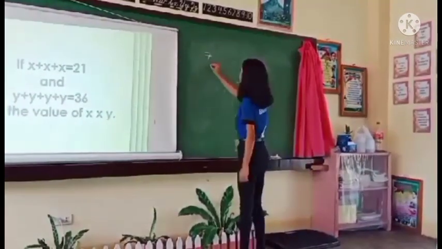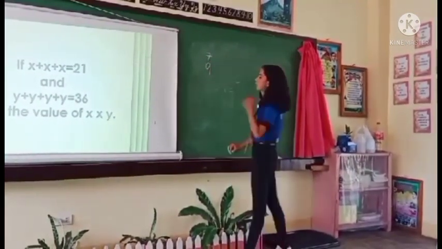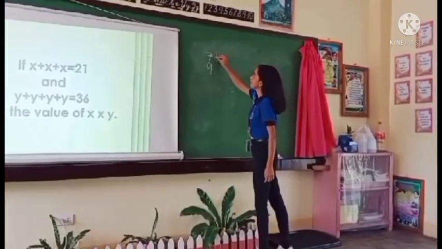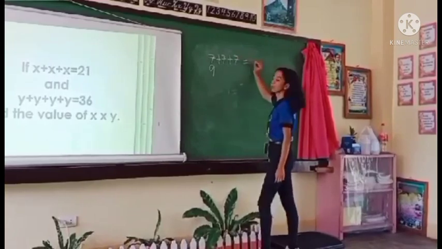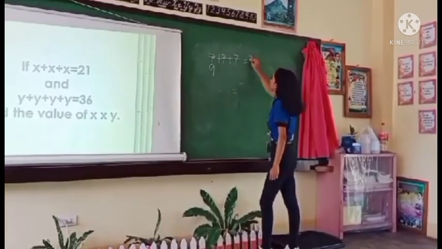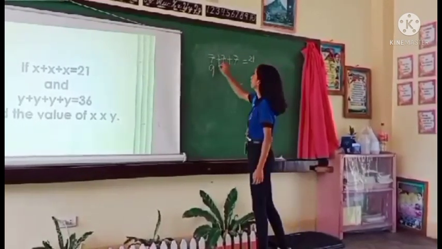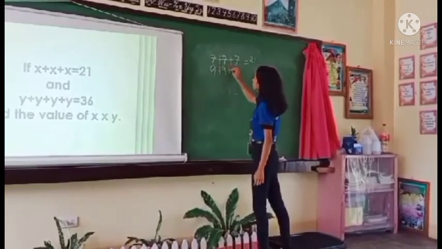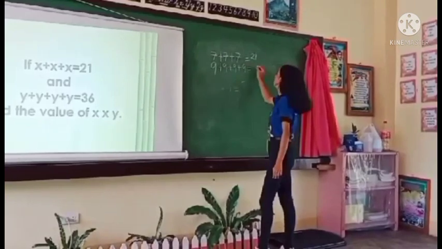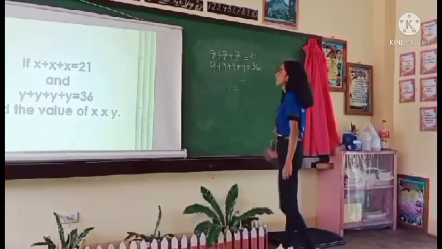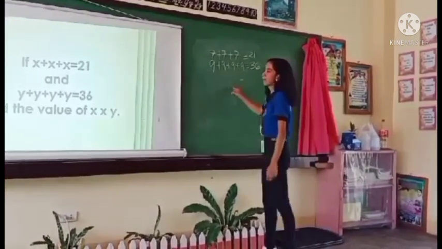Tama? 9. So, i-try natin. 7 plus 7 plus 7 is equals to, correct, 21. How about 9 plus 9 plus 9 plus 9 is equals to, correct, 36. Now, you need to times the following.